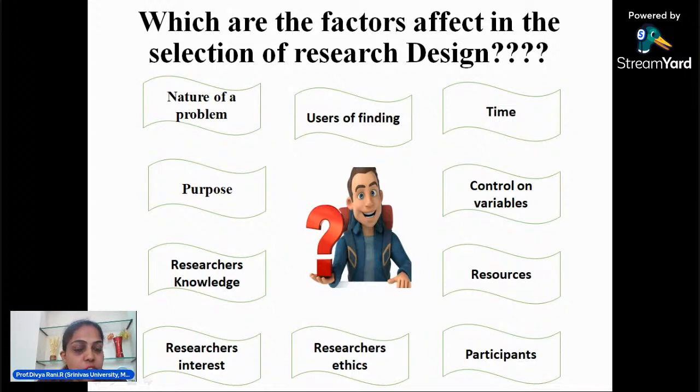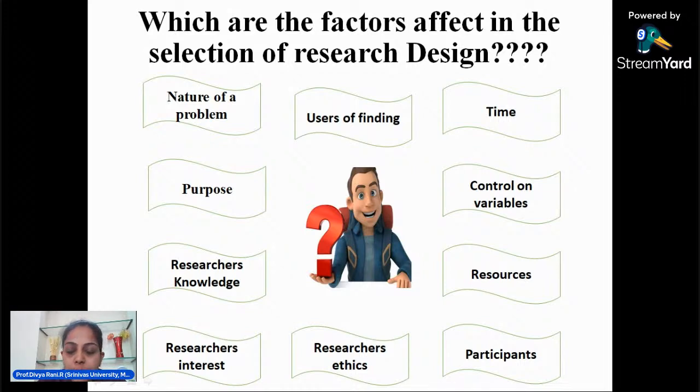Next is researcher's knowledge. If the researcher knows very well regarding the research design, maybe he will be able to select the best design for his research problem. Researcher's interest is also another important factor. If the researcher is interested in the research process, then it will yield a good research design. Researcher's ethics, and the moral principles, are very important in a research.